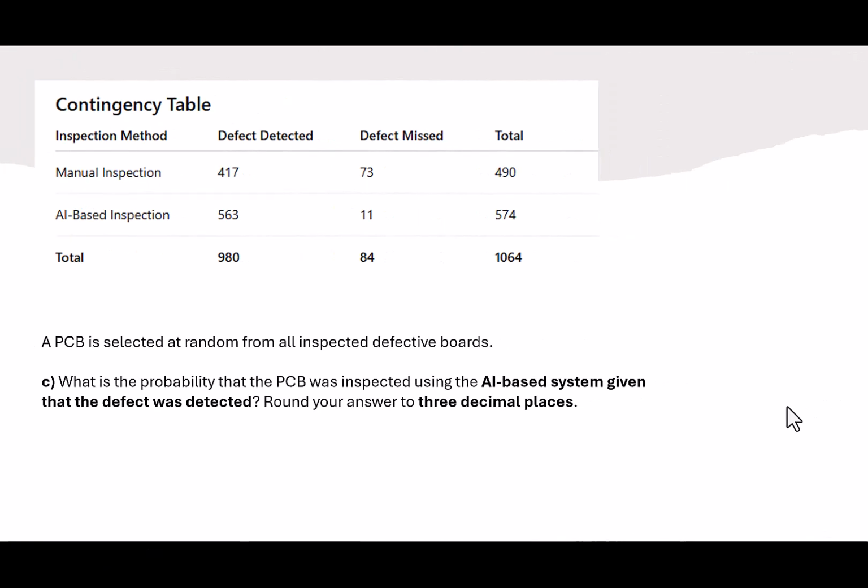For part C, we're finding the probability that the PCB was inspected using the AI-based system, given that the defect was detected. The numerator is 563, AI and defect detected. The denominator is 980. When we have the phrase given that, we're restricting the sample space down to the condition that was given, which in this case is the defect is detected. Our probability is 563 over 980, which is 0.574.